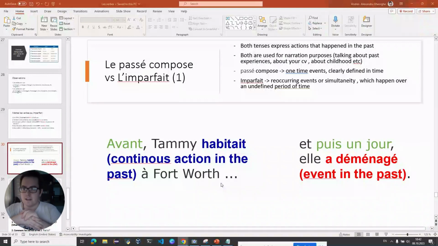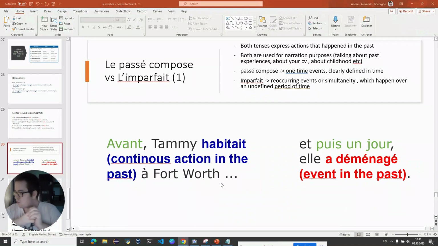Today we are going to talk about the passé composé versus the imperfect tense. Both tenses express actions that happened in the past. Both are used for narration purposes. So, basically, talking about your past experience, talking about your CV in front of an employer, because those are past experience in the work field that you have, or talk about your childhood with your friends, or talk about past events with your family, and so on and so forth.